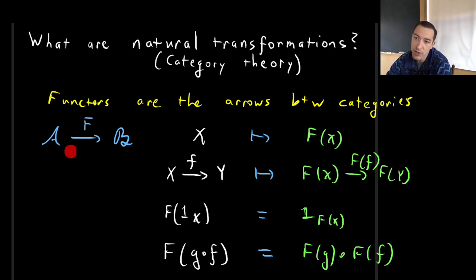So if you've got this functor f between categories a and b, let's remember what goes into the functor. What does that arrow f consist of? First off, for objects x that are in category a, you get maps that give us objects in b. So you map all objects in a into objects in b.